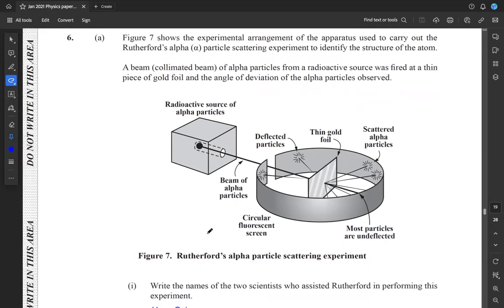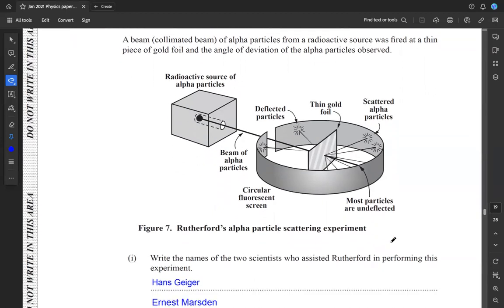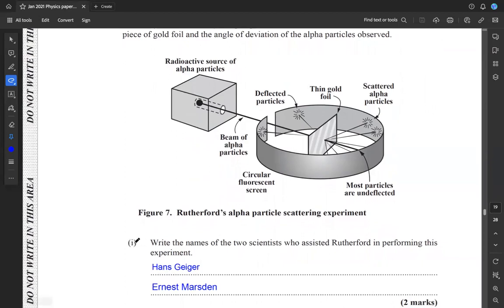And so here we can see figure 7, which is just a setup for Rutherford's alpha particle scattering experiment. We have a radioactive source of alpha particles that's being fired at this thin piece of gold foil, and then they measure the angle of deviation right afterwards to see what happened to the alpha particles that were shot at the gold foil. Here you see we have some deflected particles, some scattered particles, and they say that most of the particles are undeflected, right? So let's scroll down and see what part I is asking.